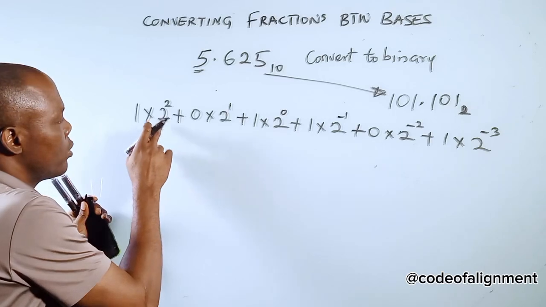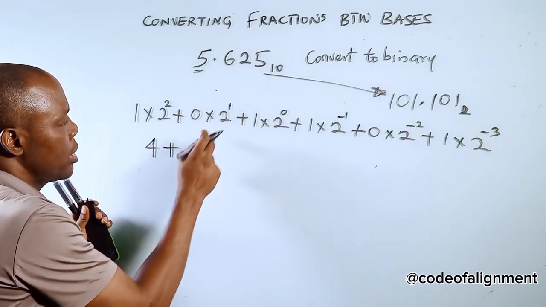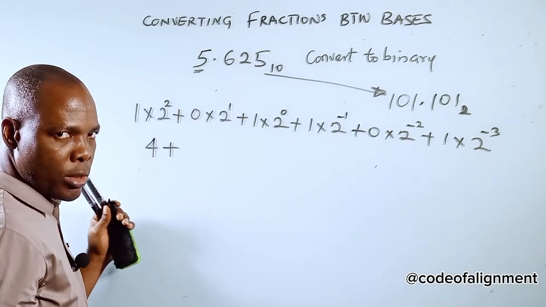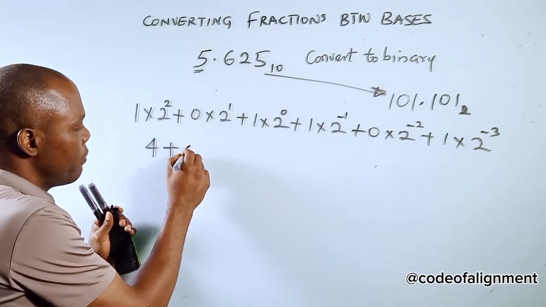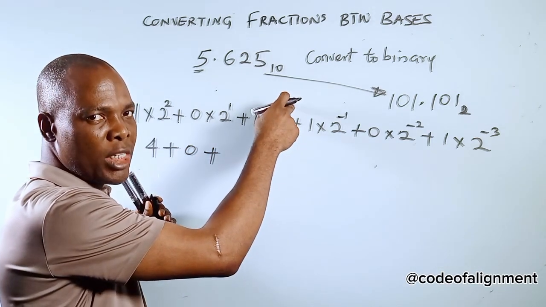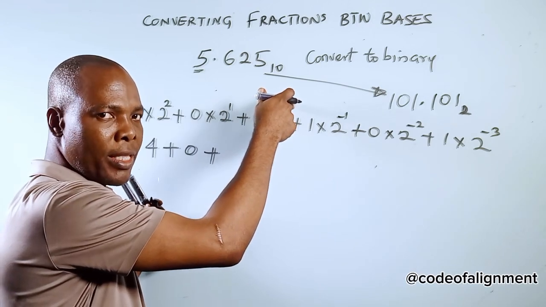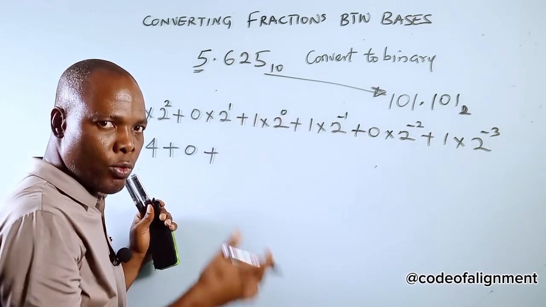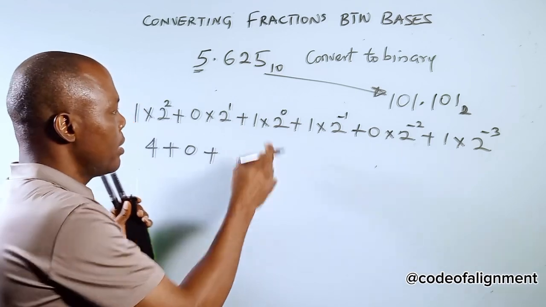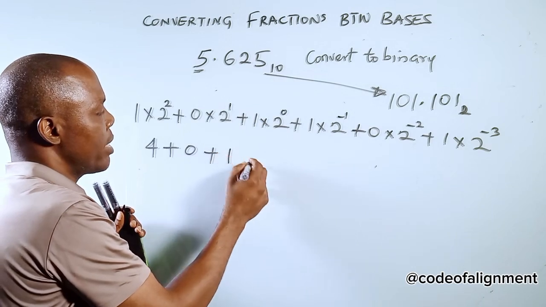Now, this one will give us 2 raised to power 2, that is 4, times 1, so that is 4. Plus 2 raised to power 1 is 2, times 0 gives us 0. Plus 2 raised to power 0. We told you anything raised to power 0 is 1. That is the anchor point of any system, and without that we couldn't have been able to build a system. So 1 times 1 is 1.